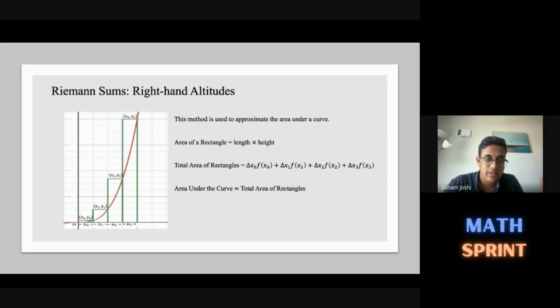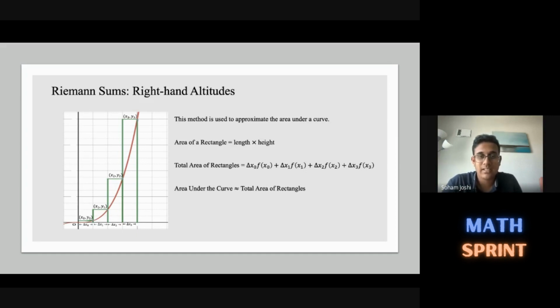Then we do the same thing for the second rectangle. That is the second tallest rectangle. The width of this rectangle is delta x1, its right-hand altitude, that is its height, is y1. We multiply these two values together, that is delta x1 into y1, to get the area of the second tallest rectangle. Then we do the same thing for the next rectangle. The width of the rectangle is delta x2, its height is y2. We multiply them both together to get the area. And it goes on to the last rectangle that can fit within this region.